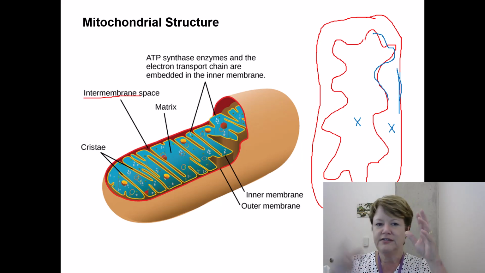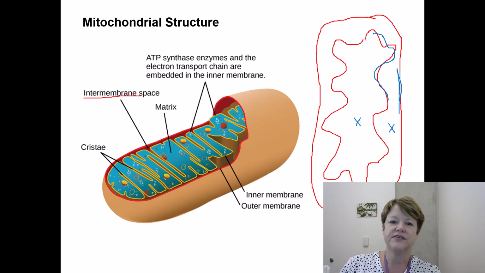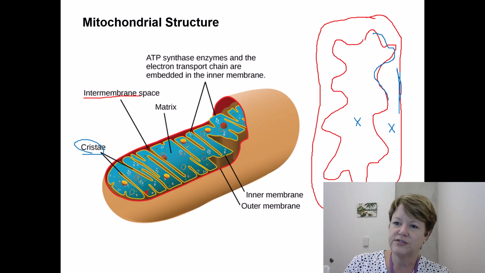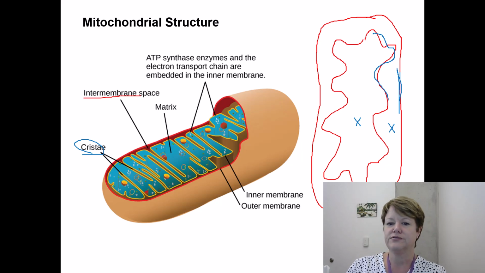The folded structure of the inner membrane is referred to as the cristae. I probably won't use that term. I'll just say the folded inner membrane. But you might see cristae at some point and you'll know what that is. All right, so those are the parts of the mitochondrion.